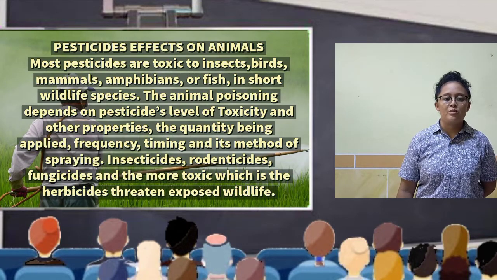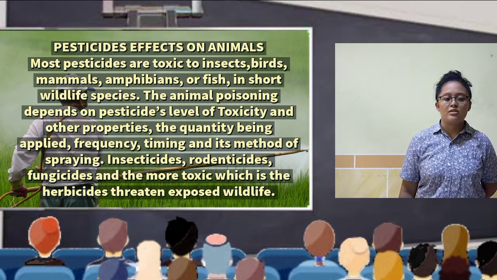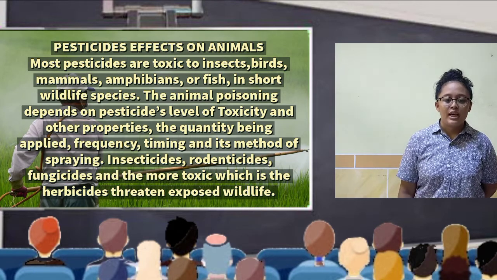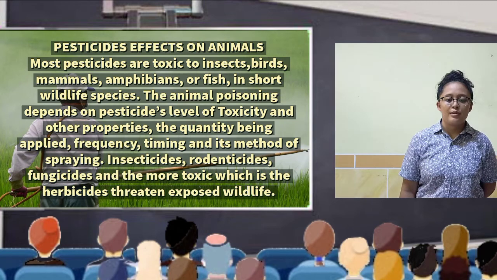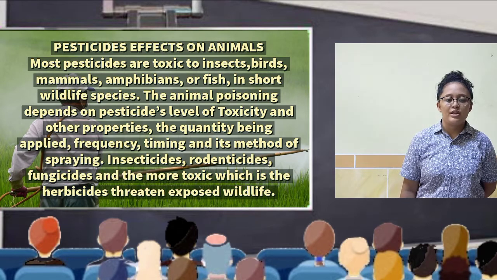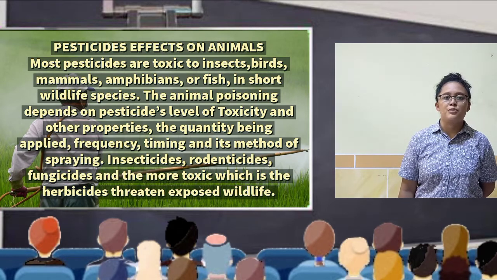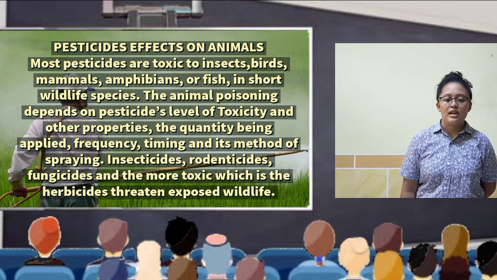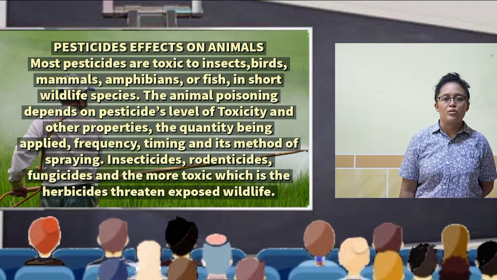Pesticides' effects on animals. Most pesticides are toxic to insects, birds, mammals, amphibians, or fish, in short, wildlife species. The animal poisoning depends on the pesticide's level of toxicity and other properties, the quantity being applied, frequency, timing, and its method of spraying. Insecticides, rodenticides, fungicides, and the more toxic herbicides threaten exposed wildlife.